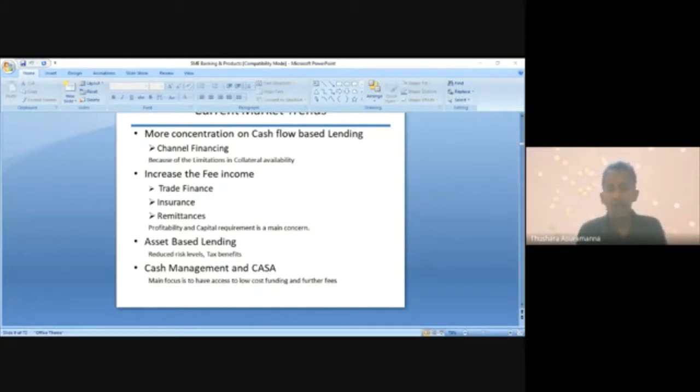Cash management, CASA, internet banking, or some other financial services, value-added services. Their main focus is to have access to low-cost funding and further fees. Right? Some banks have a very big CASA, current account portfolio, so what is their cost of funds? Only in current account, it is 0, right? So what a good position you are in then. Others, yes, they have to have savings accounts, fixed deposits, which are higher cost compared to 0 cost.